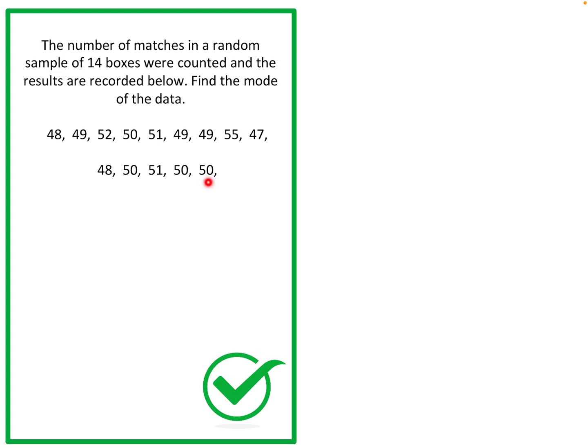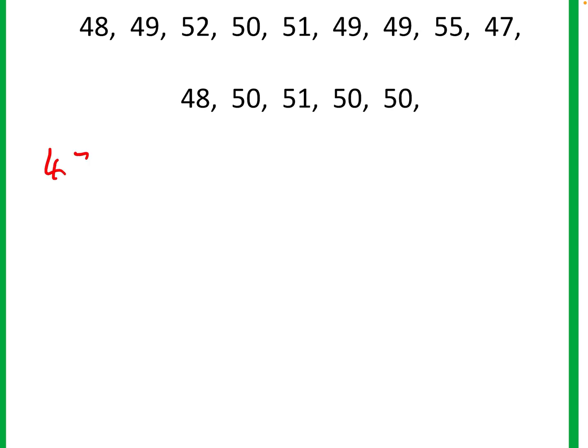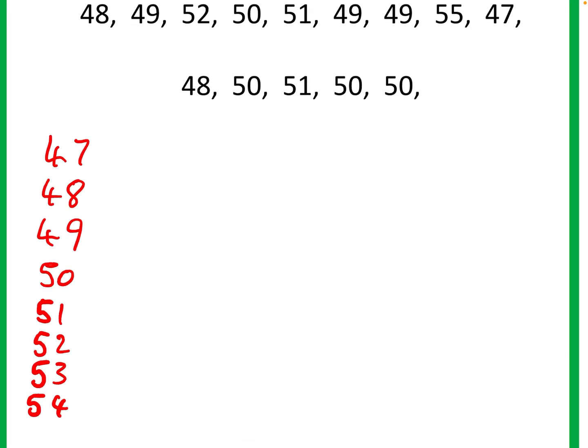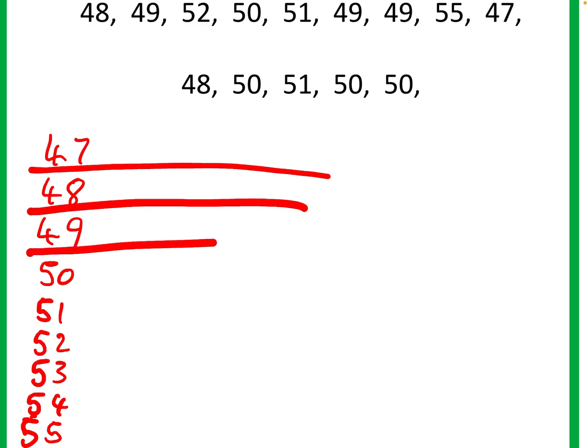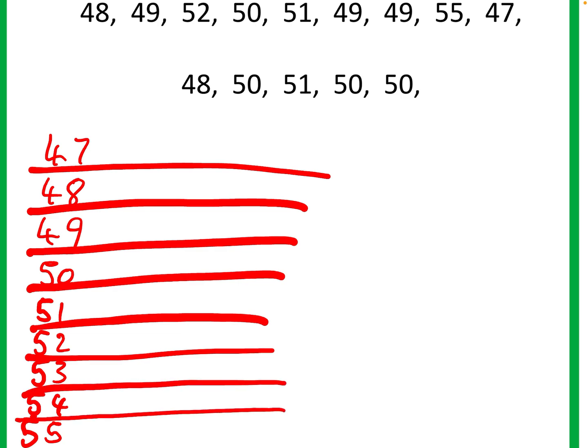So what is my lowest value? 47. And the largest looks like 55. So I'm just very quickly, based on this data, going to create a quick tally chart. So I've got 47, 48, 49, 50, 51, 52, 53, 54, and 55. And all I'm going to do is just separate that out like so. I like to do the tally chart just because I think it means that I'm super neat and accurate. It means I'm less likely to make mistakes.